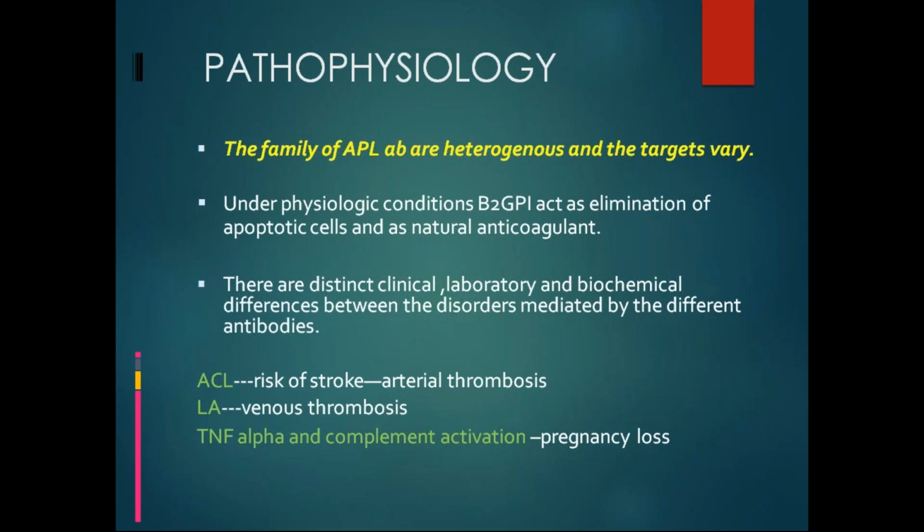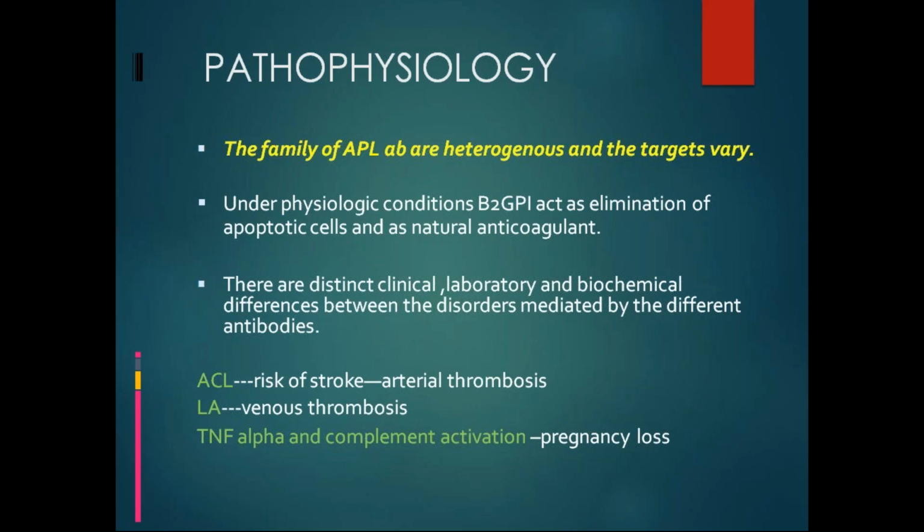So whenever there is ACL, meaning anti-cardiolipin, whenever there is an increase in anti-cardiolipin antibodies, there is a risk of stroke because of arterial thrombosis. So when you doubt whether it is antiphospholipid syndrome or not, and you quantify the anti-cardiolipin antibodies, and if they are increased, then you must know that this patient is at increased risk of stroke because of the development of arterial thrombosis.